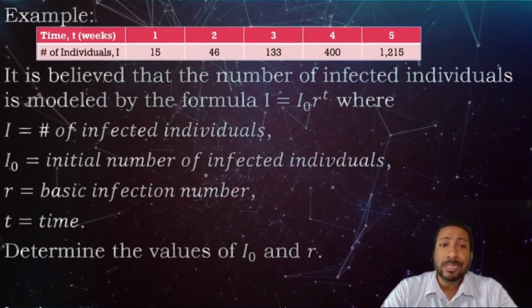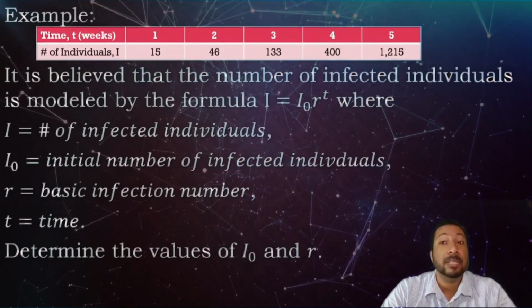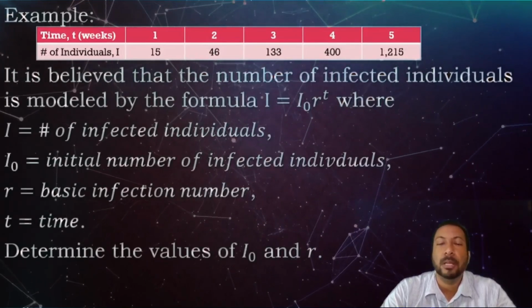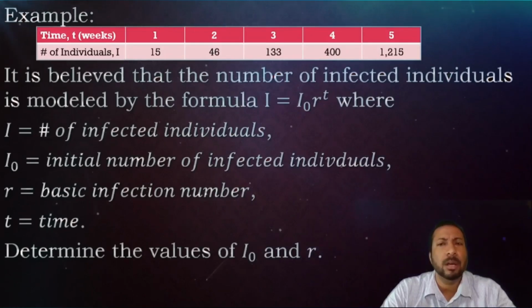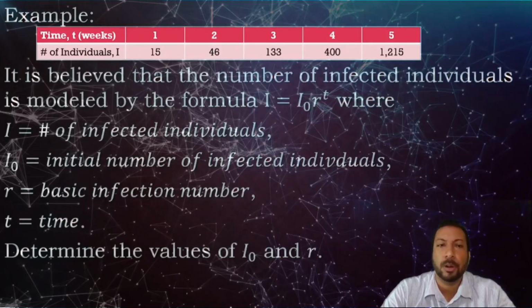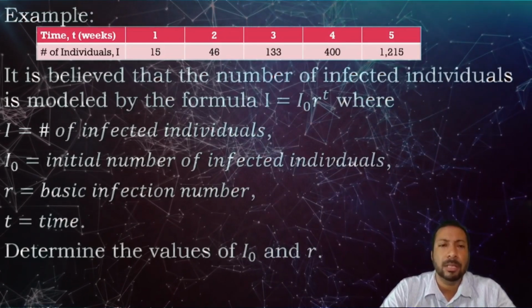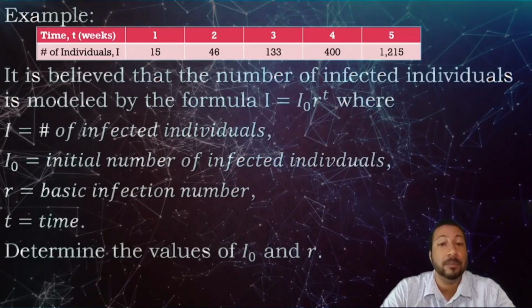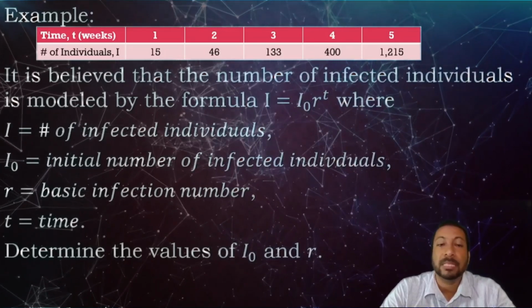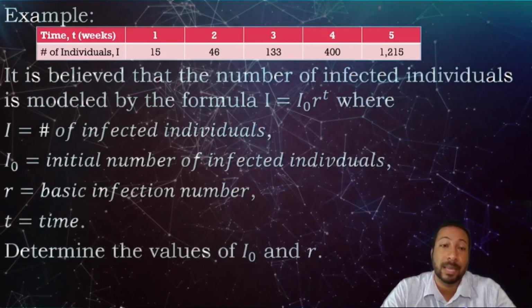So it is believed that the number of infected individuals is modeled by the formula I is equal to I naught times r to the t power, where I is the number of infected individuals, I naught is the initial number of infected individuals, r is the basic infection number, and t is the time.